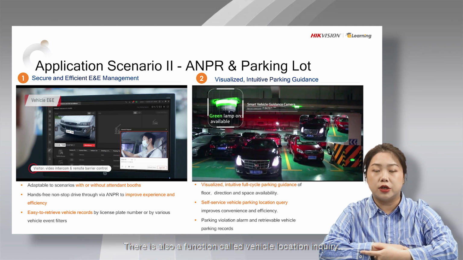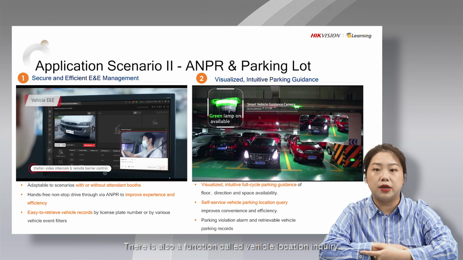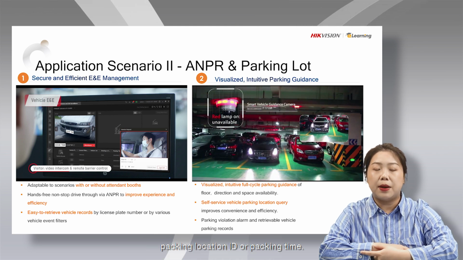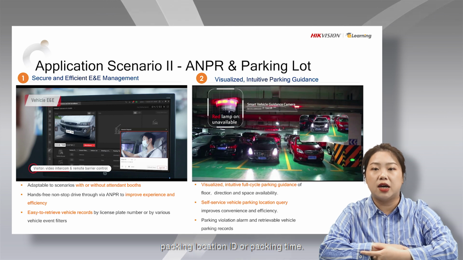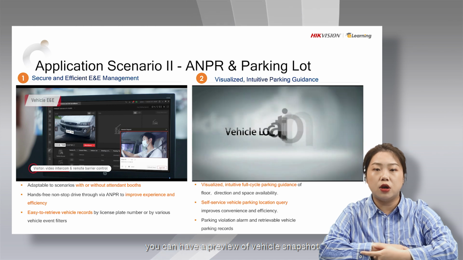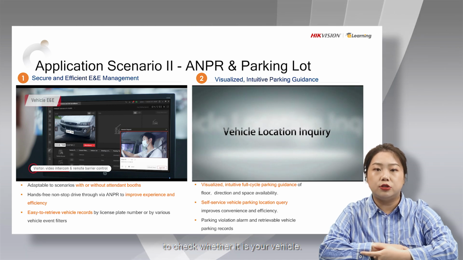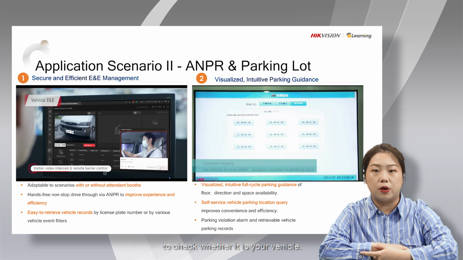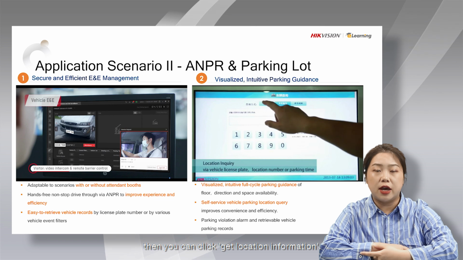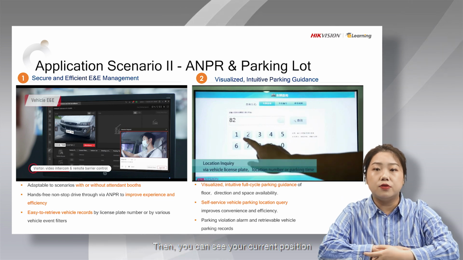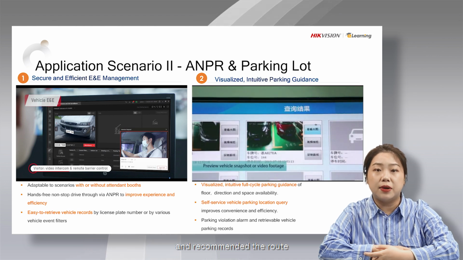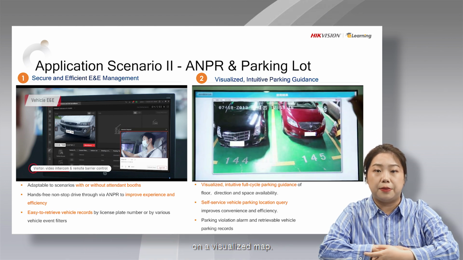There is also a function called vehicle location inquiry. Drivers can find their vehicle via license plate number, parking location ID, or parking time. On the system, you can have a preview of the vehicle snapshot and video footage to check whether it is your vehicle. If you confirm, then you can click Get Location Information. Then you can see your current position and the position of your vehicle and a recommended route on a visualized map.